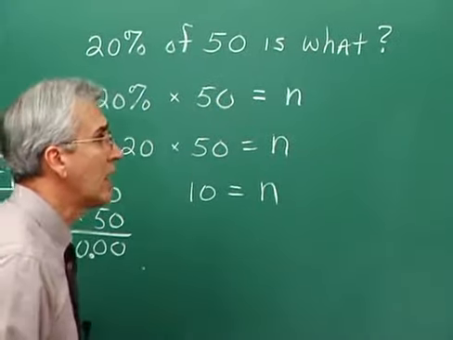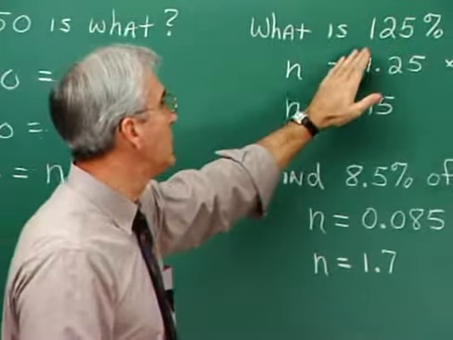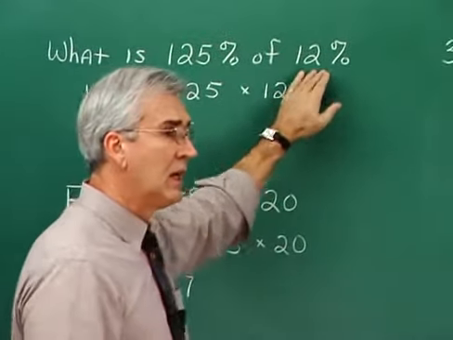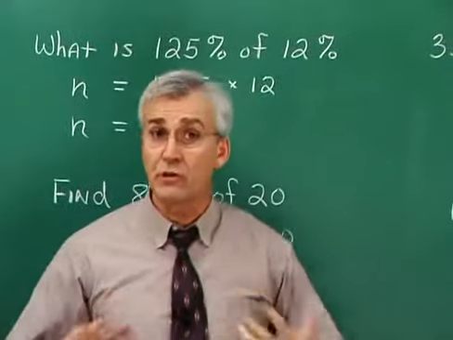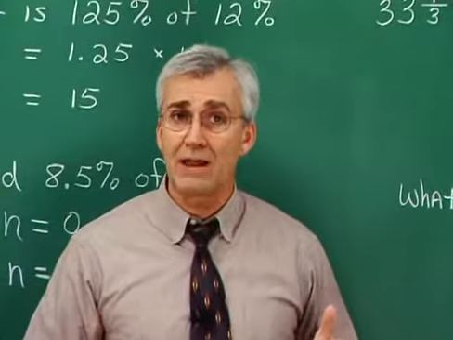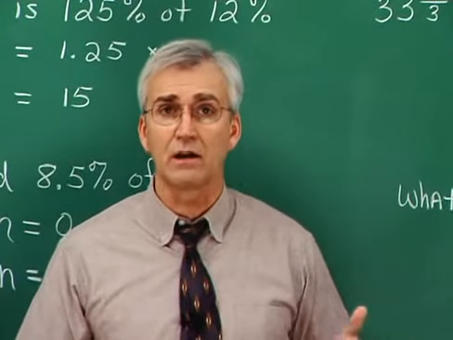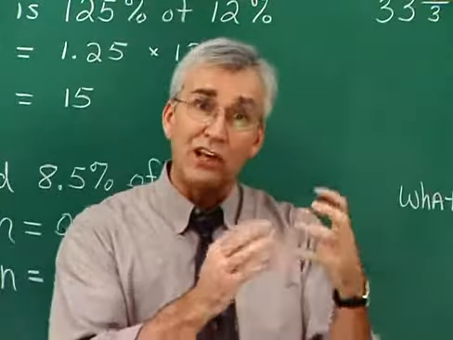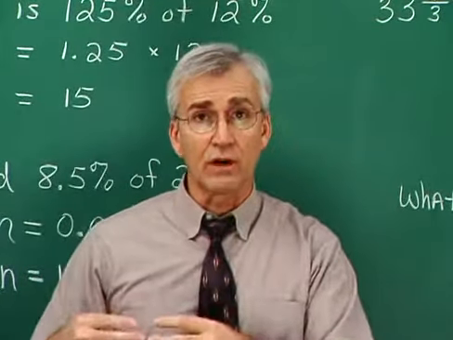All right, let's look at a couple of others. What is 125% of 12? Now, in this interpretation process, in going from the English sentence into the mathematical sentence or the mathematical equation, we can exchange "of" for times and "is" for equals. That's true.